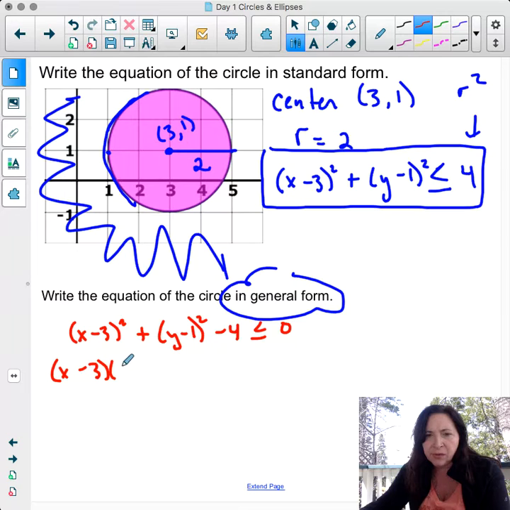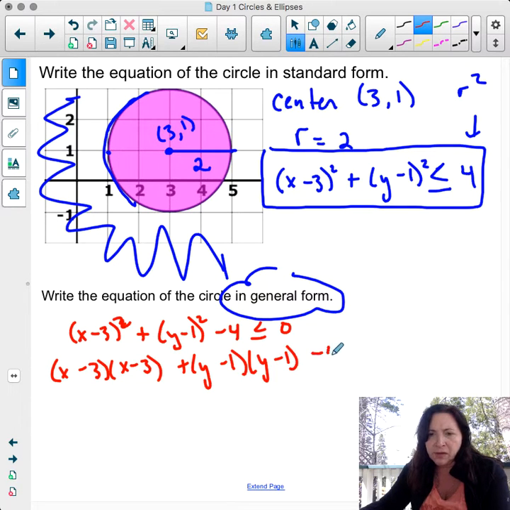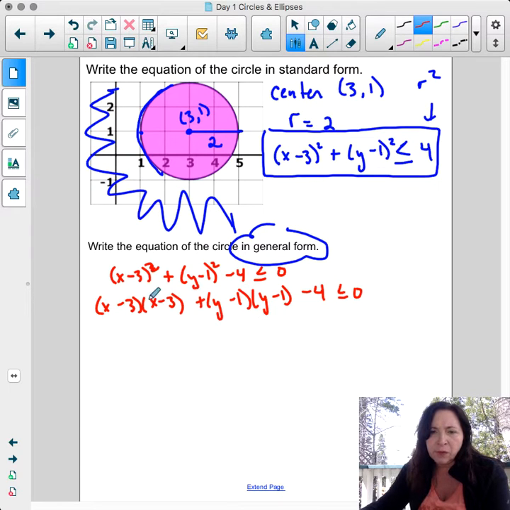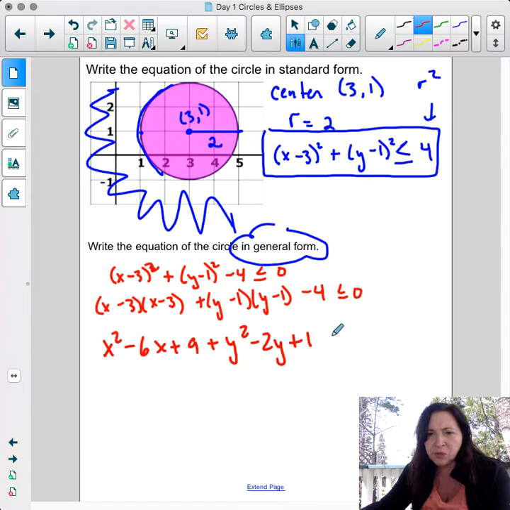So we have x minus 3 times x minus 3. That's a 2, by the way. Plus y minus 1 times y minus 1 minus 4 is less than or equal to 0. And using the FOIL method, we get x squared minus 6x plus 9, plus y squared minus 2y plus 1 minus 4 is less than or equal to 0.